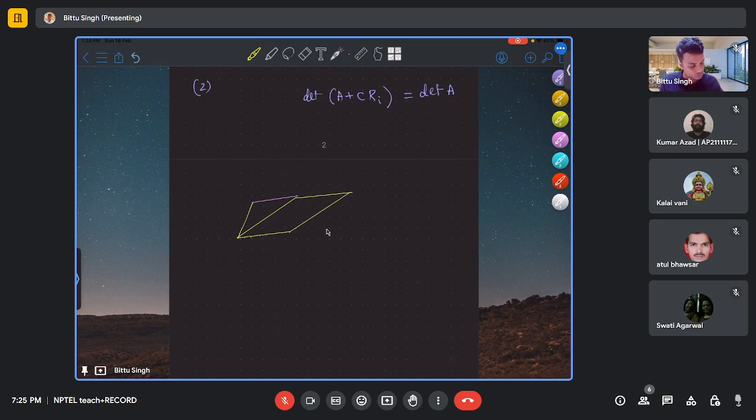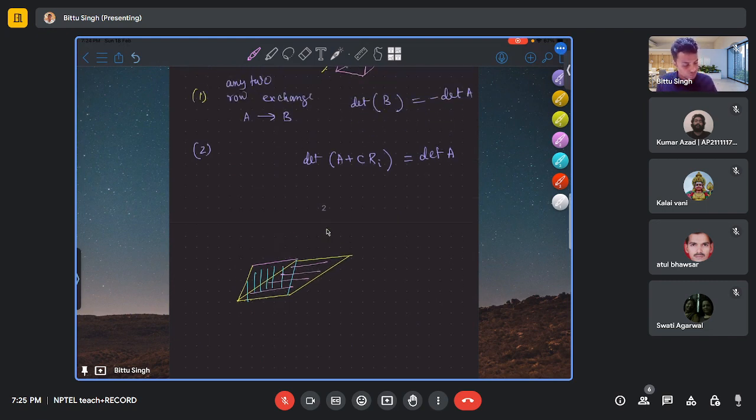And you know the fact the area of this parallelogram is same as area of the new parallelogram. This is clear from the geometry. So we can say this: determinant of A plus C times some row is same as determinant of A.